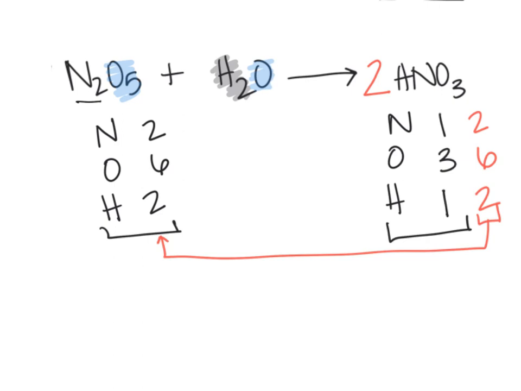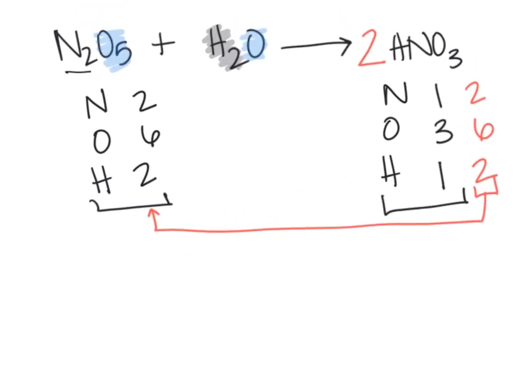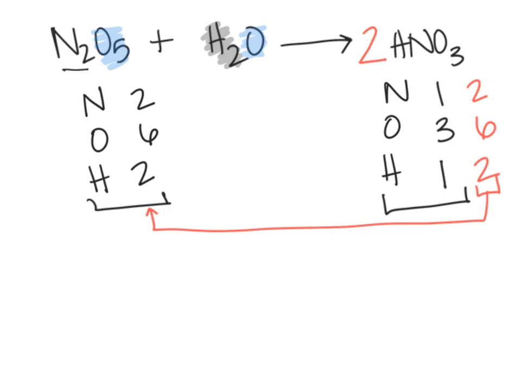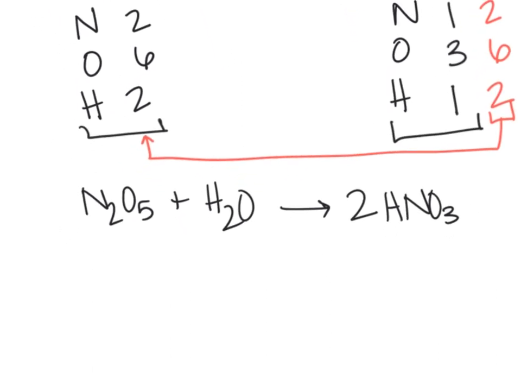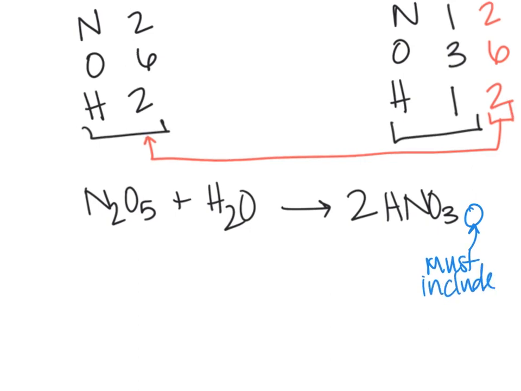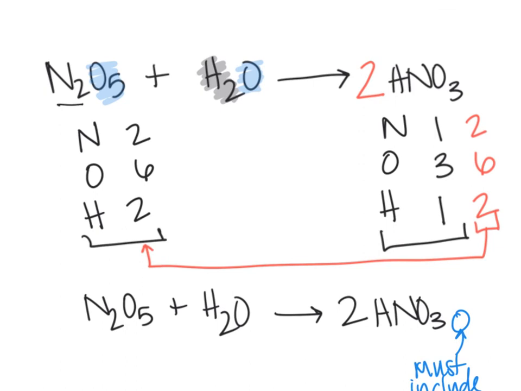However, we've done some work, and the last thing we need to do is to rewrite our balanced chemical equation of N2O5 plus H2O yields 2HNO3. In the future, if there were states present, such as you might find here, you must include these. However, in the problem that we started with, there were no states, and so you don't need to include those states.